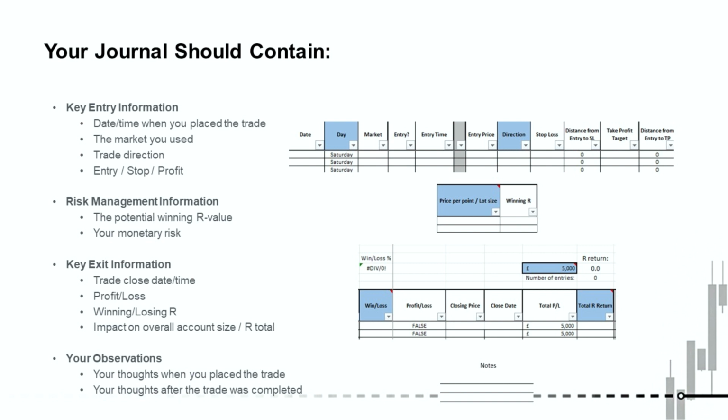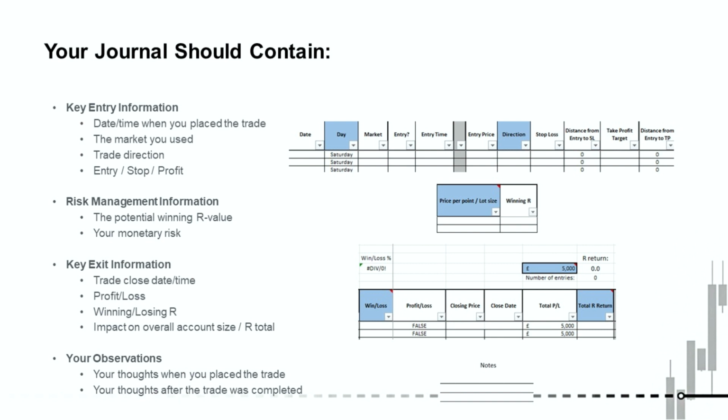The next part is correct risk management. So always good to have your potential winning R value, especially if you've got a strategy like ours that has a minimum winning R that we need to make sure that we're hitting, and monetary risk. So whatever that 1% value is divided by your distance to working out your lot size or your price per point system. That's really going to help you when you're actually coming to place the trade. So using your journal as a guide to place the trade.